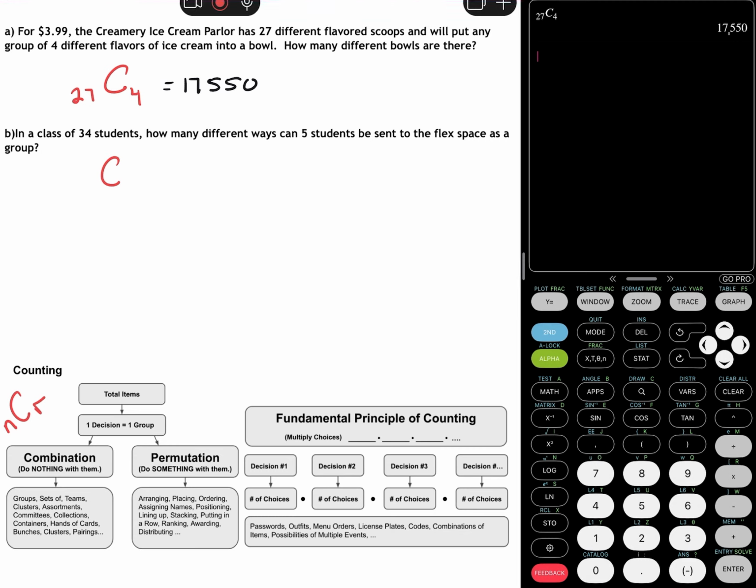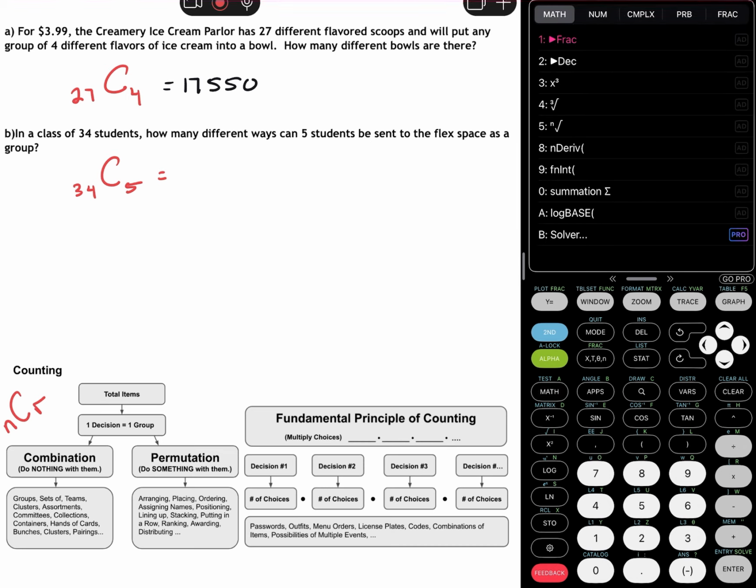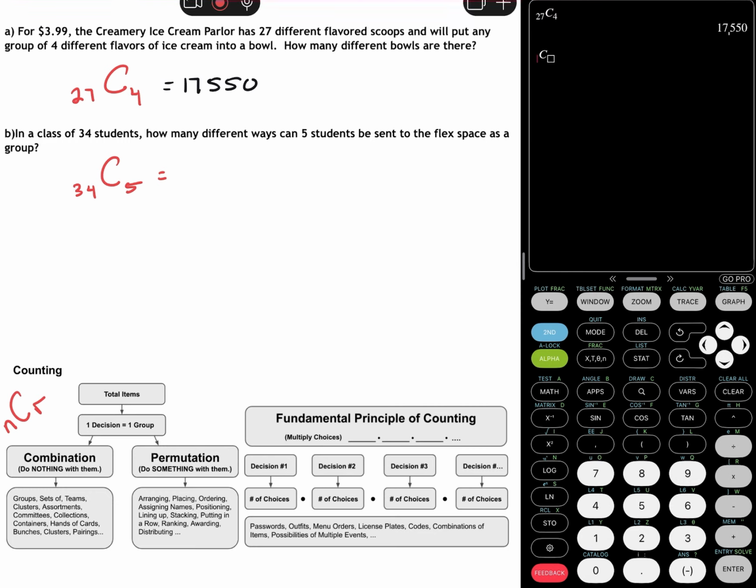And then you do the same thing for the number of students. We have 34 students, and we are sending 5 to the flex space. So again, you might have to put 34 first into your calculator, but this calculator I don't. So I'm going to hit the math button, back over to probability, and you can see number 3 is nCr again. So I put 34 first, and then put a 5, and then you hit enter. And so that means that there are 278,256 ways that 5 different students could be sent to the flex space out of a class of 34.